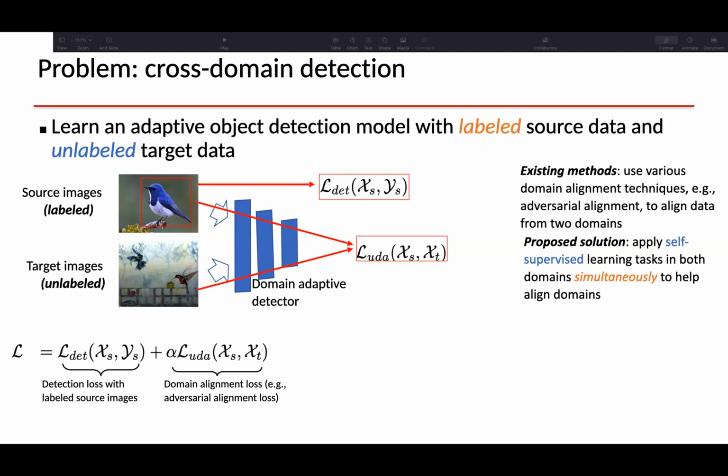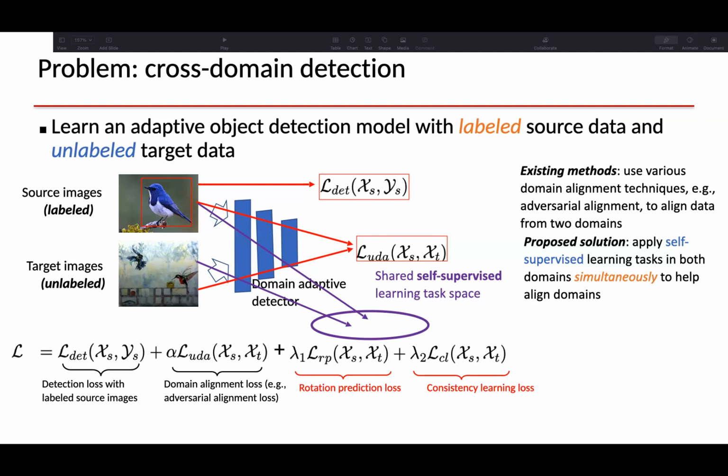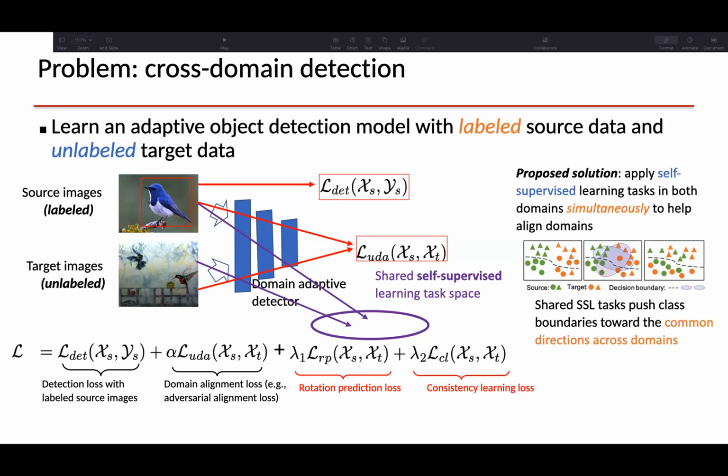In this paper, we propose a new solution to this problem. Our solution is orthogonal to existing methods, where we apply self-supervised learning tasks in both domains simultaneously to help align domains. In concept, we project data from both domains to a shared self-supervised learning task space, and in that space, we do the alignment. So we optimize the self-supervised learning task losses along with the detection loss and the domain alignment loss.